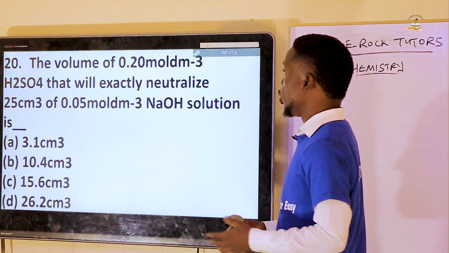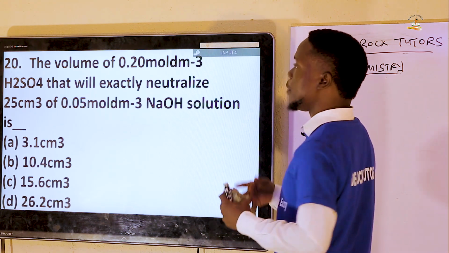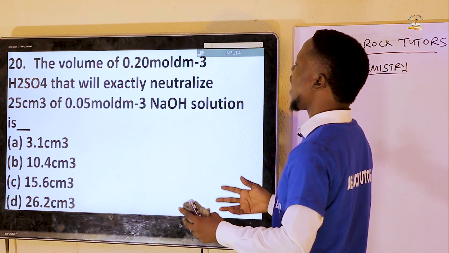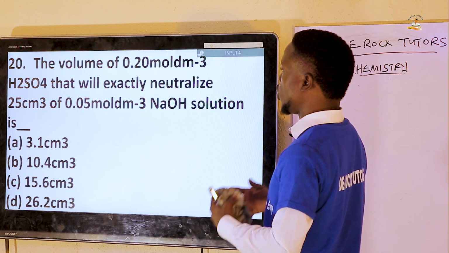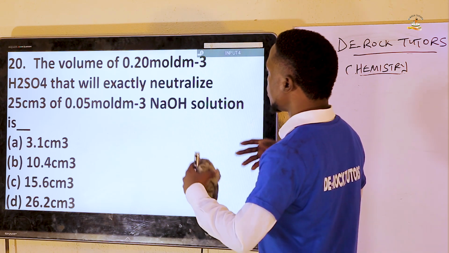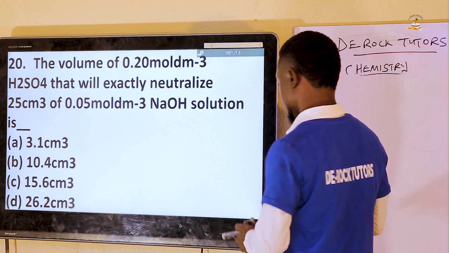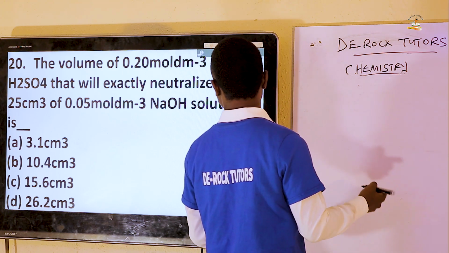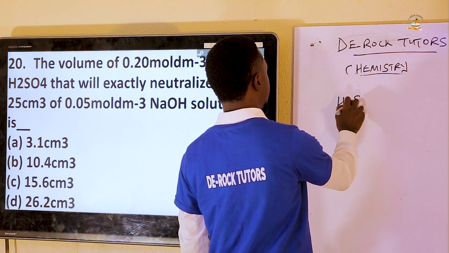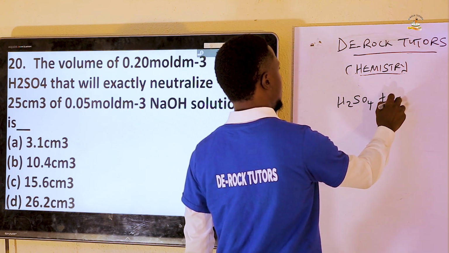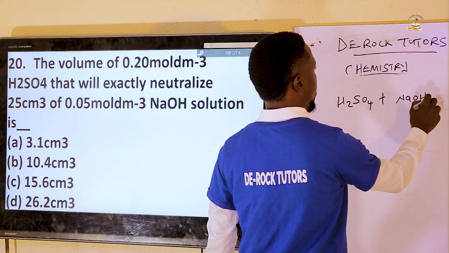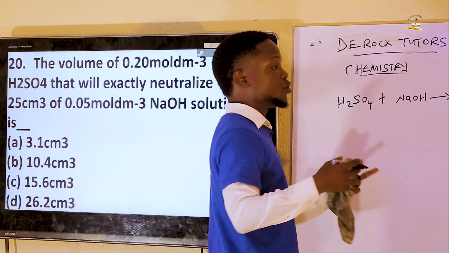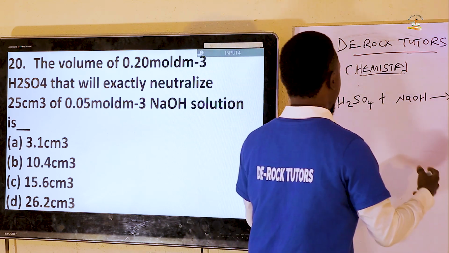Number 20. The volume of 0.20 mole per dm cube H2SO4, tetraoxosulfate 6 acid, that will exactly neutralize 25 cm cube of 0.05 mole per dm cube sodium hydroxide solution is dash. Now to solve this, we would have to first of all write the equation of the reaction. So what is the equation of the reaction? We have H2SO4 plus sodium hydroxide. This type of reaction is known as a neutralization reaction because the acid is reacting with the base to form salt and water.